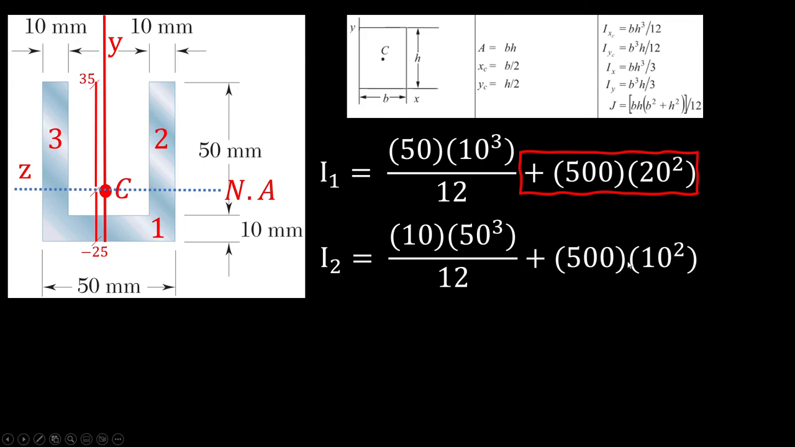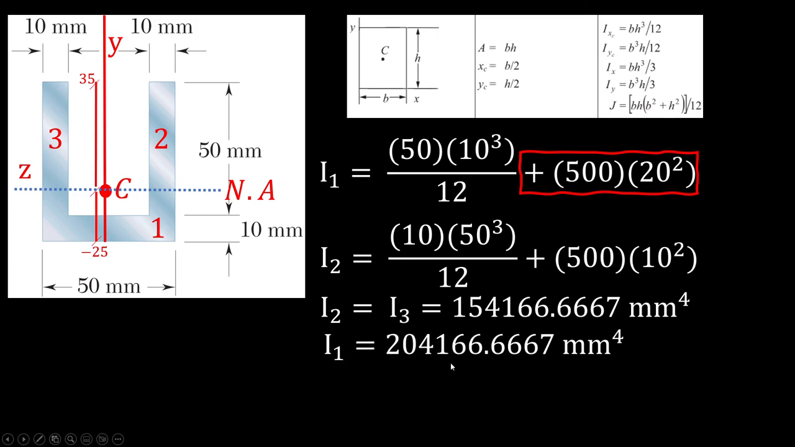And we will use the parallel axis theorem, and the distance between the center of shape number 2 and the neutral axis, or the center in here, is 10 millimeter. So the area times d squared. So we use the parallel axis theorem to shift our centroid to the center of the whole shape. And since shapes 2 and 3 are the same, they will have the same value. So you can plug these values into your calculator and you will get this value.